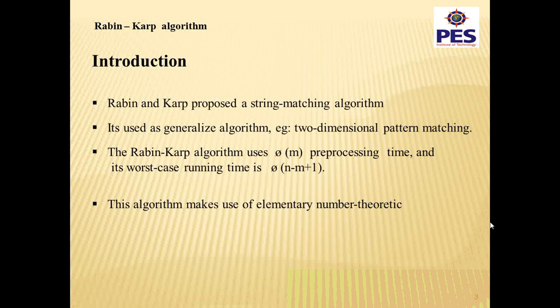The Rabin-Karp algorithm uses big theta of m pre-processing time, and in the worst case the running time is big theta of (n minus m plus 1) times m. The preprocessing time is big theta of m. This algorithm makes use of elementary number theoretic notions.